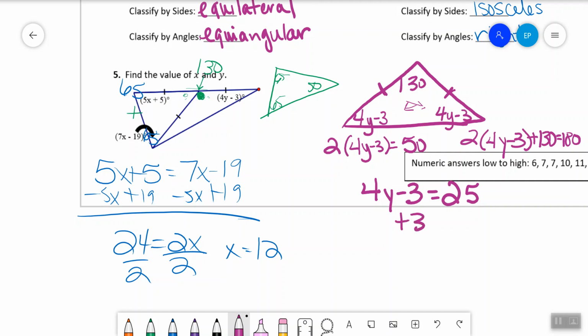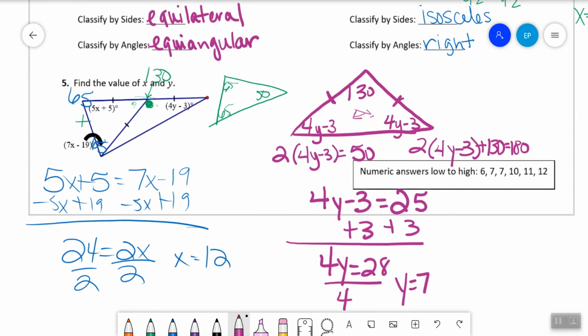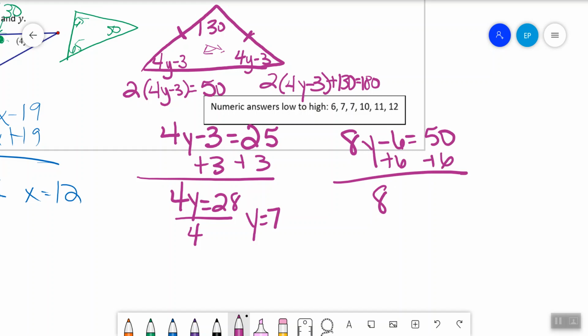I'm going to add 3 to both sides. I get 4y equals 28. Divide both sides by 4. Y equals 7. If you did it the long way with the triangle sum theorem, you would get 2 times everything, which would give you 8y minus 6 equals 50, plus 6 plus 6. 8y equals 56. Divide by 8. Y equals 7.